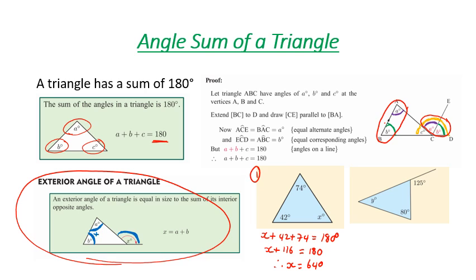In our second example, we've got y plus 80, and we've got 125 as our external angle. So remember, this is our second example. 125 is our external angle, and y and 80 are our opposite internal angles. So when we add them together, we get 125. So therefore, y must equal 125 take 80, which is going to be 45 degrees.